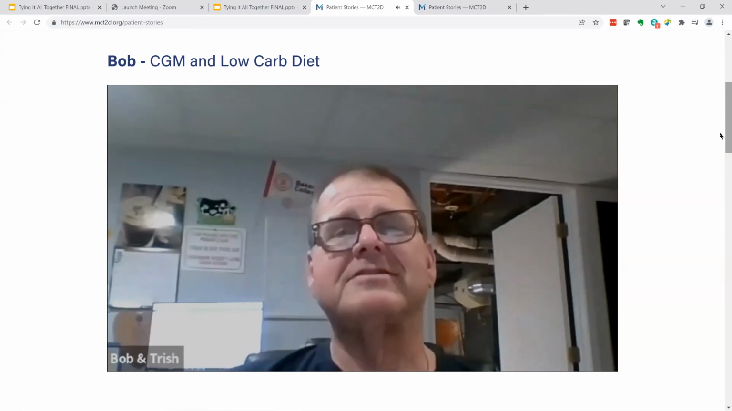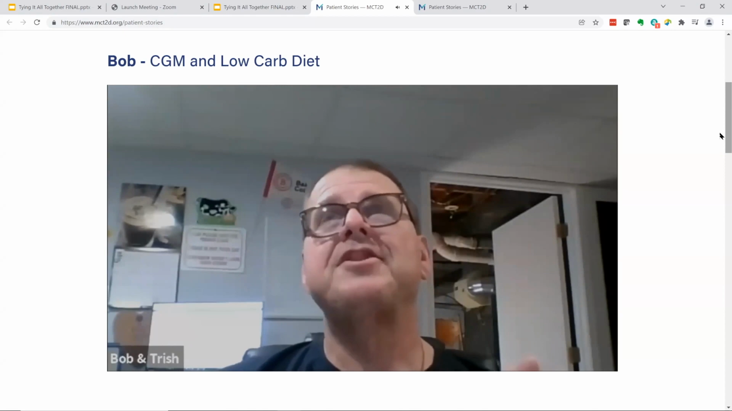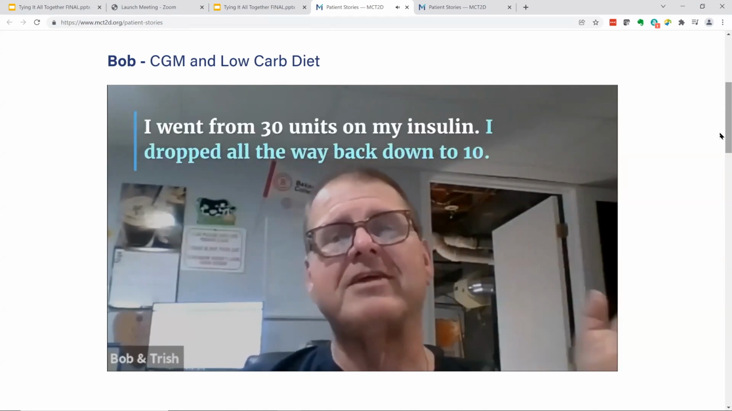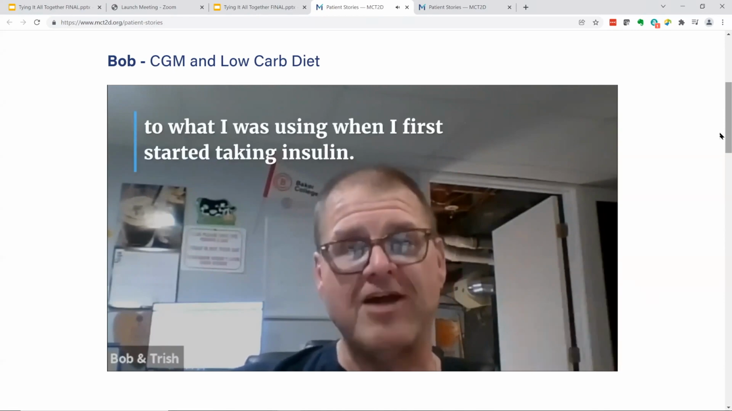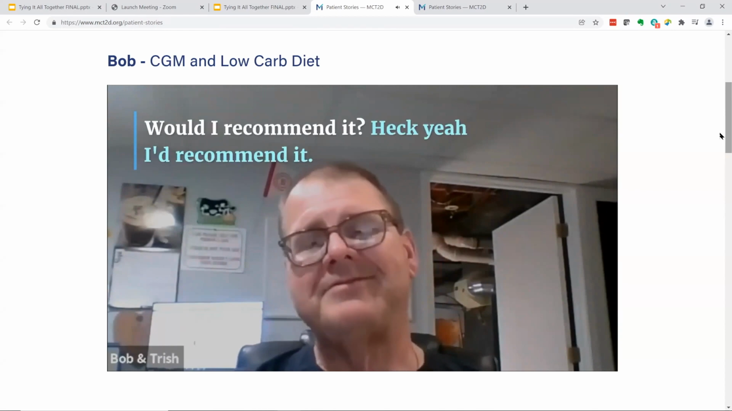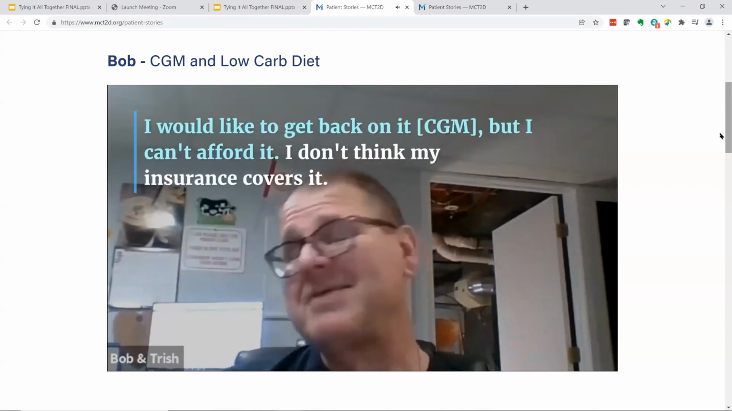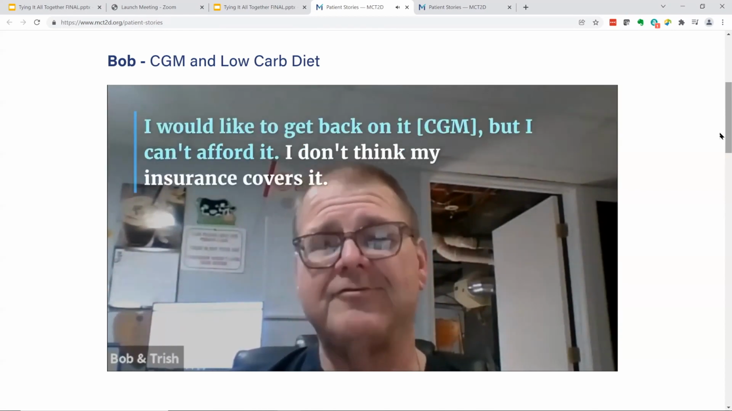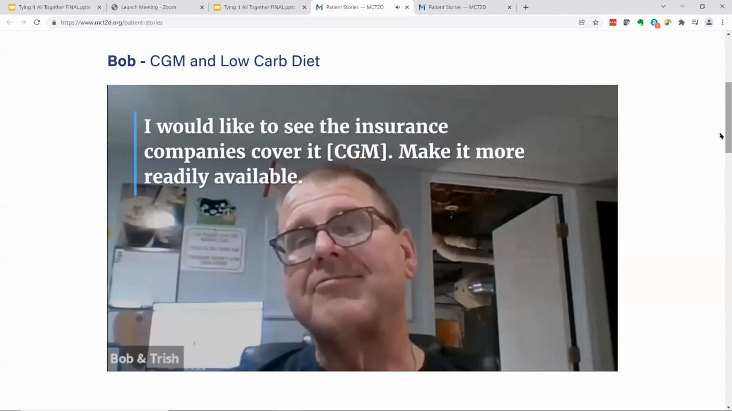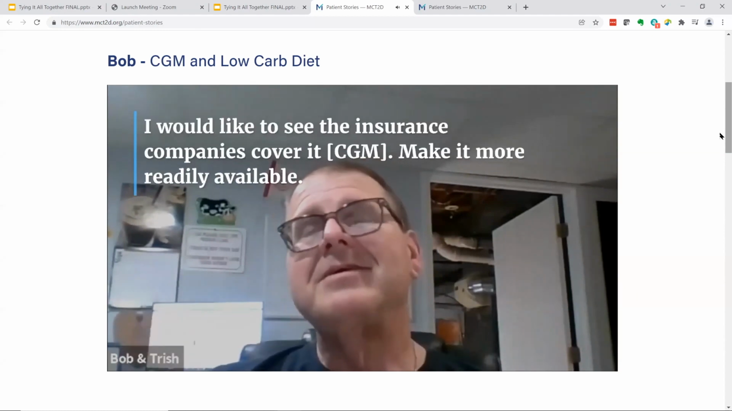So, I went from 30 units on my insulin. I dropped all the way back down to 10, to what I was using when I first started taking the insulin. Would I recommend it? Heck yeah, I'd recommend it. I would like to get back on it, but I can't afford it. I don't think my insurance company covers it. I would like to see the insurance companies cover it, make it more readily available, because a lot of people in my family are diabetics.